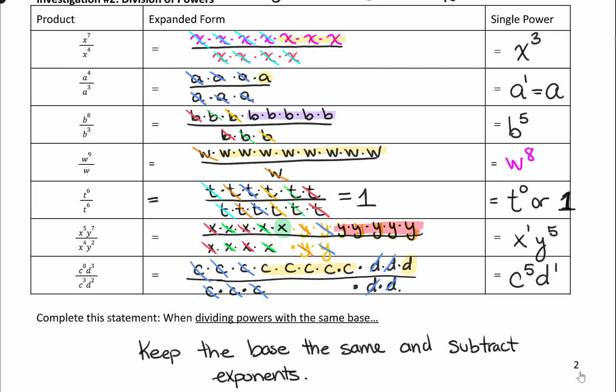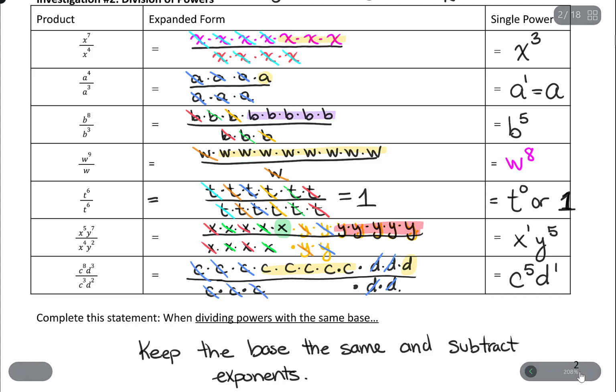So here we go. I've filled in the rest of the table and completed that sentence at the very bottom. Hopefully what you were seeing when you did the rest of the table was that the base will always stay the same, but it's as if the exponents were subtracted from each other.